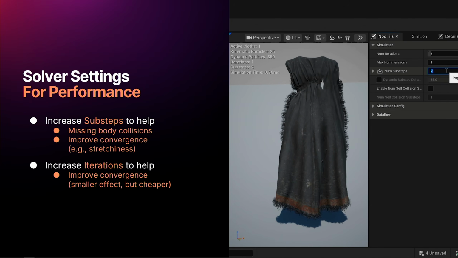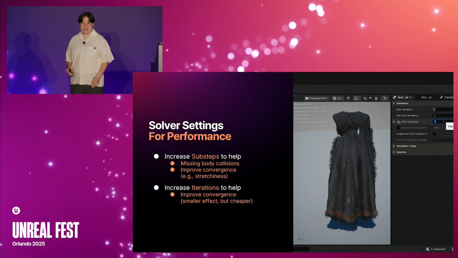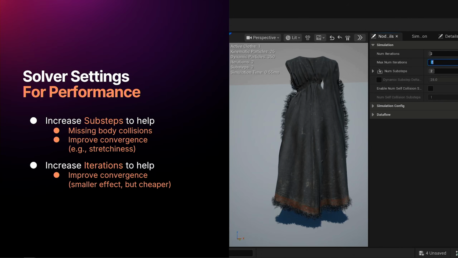In particular, if you find you're missing collisions, increasing substeps can help. Substeps are also helpful when improving constraint convergence, for example, reducing stretchiness. Increasing substeps will also reduce the amount of numerical damping in your simulation, which can make the cloth overactive at higher substep counts. This is why we have that XPBD constraint that I mentioned earlier.